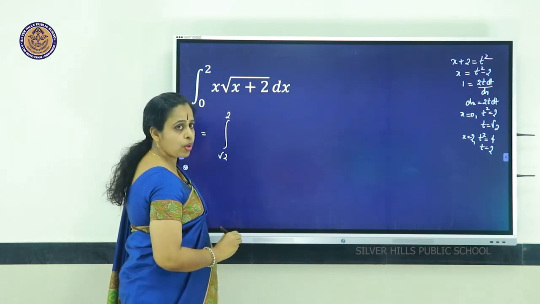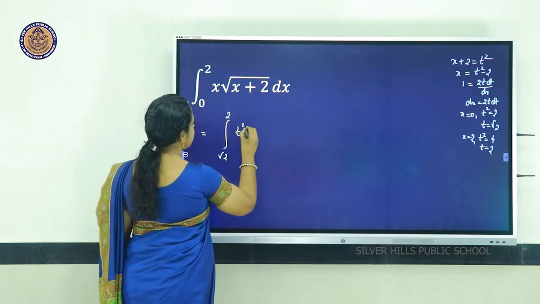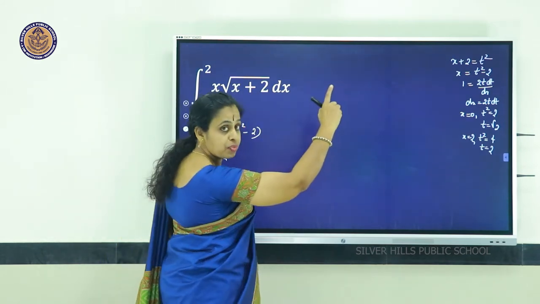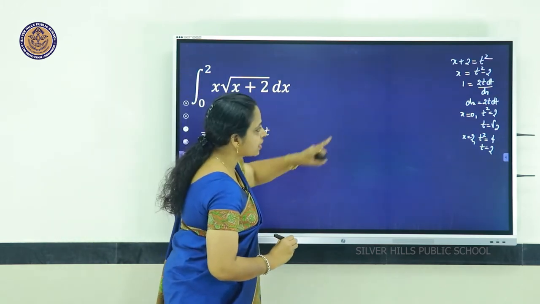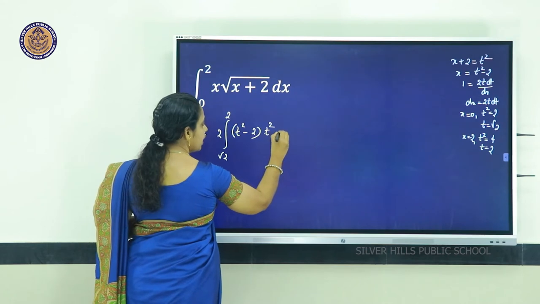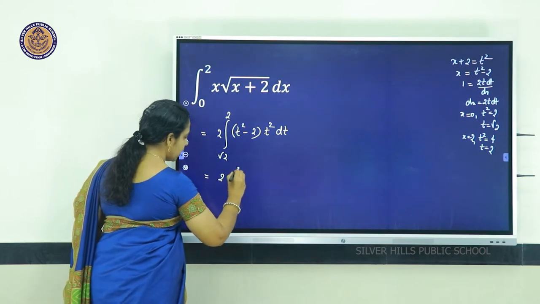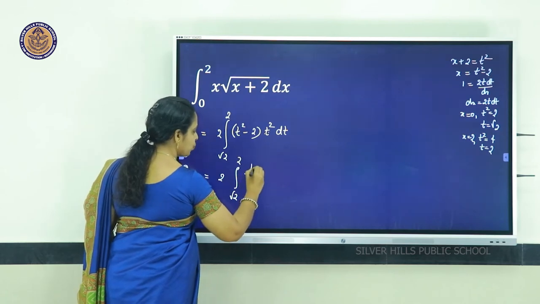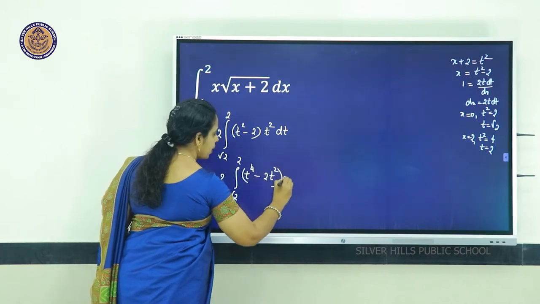Instead of x, what we will write? X equal to t square minus 2. T square minus 2. Then root of x plus 2 means root of t square, which is t. Then instead of dx, 2t dt. Let me write 2 here, t dt equal to 2 integral root 2 to 2 t square minus 2 into t square dt.